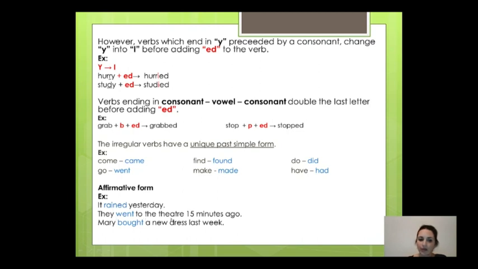When did they go to the theater? 15 minutes ago. When did Mary buy a new dress? She bought it last week.